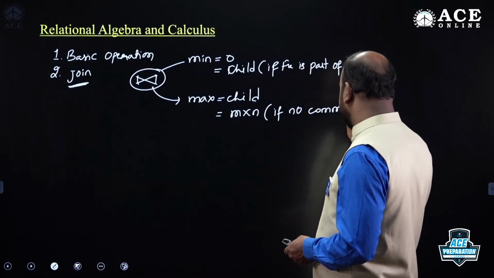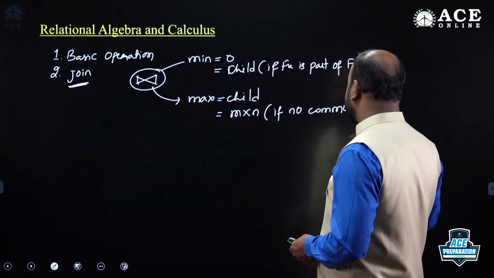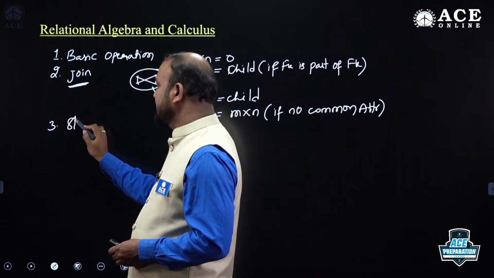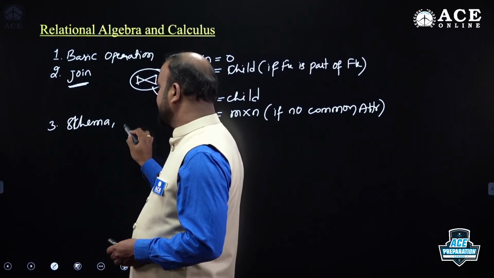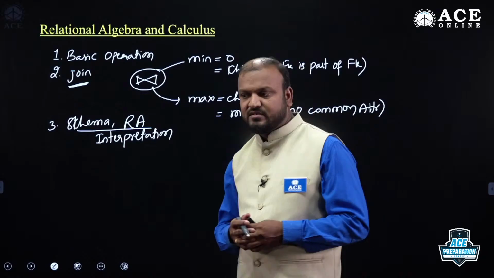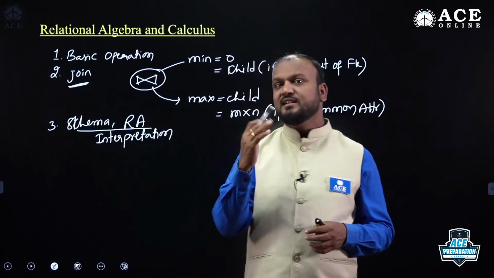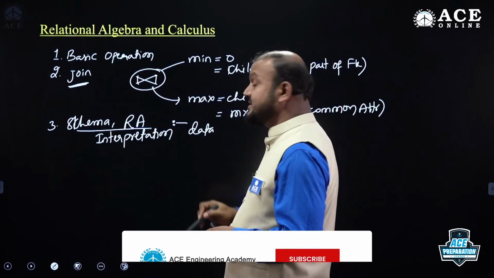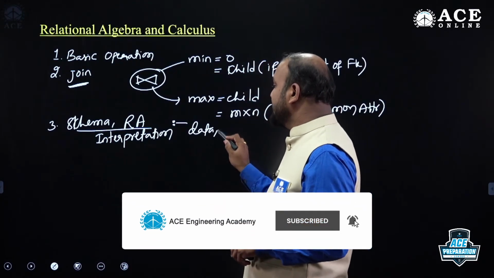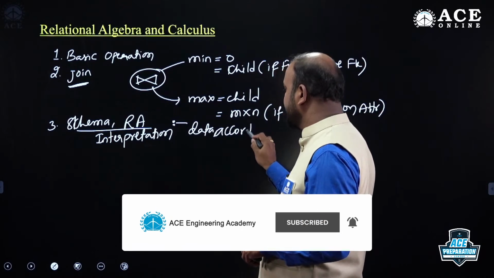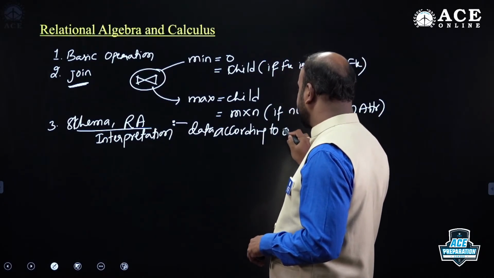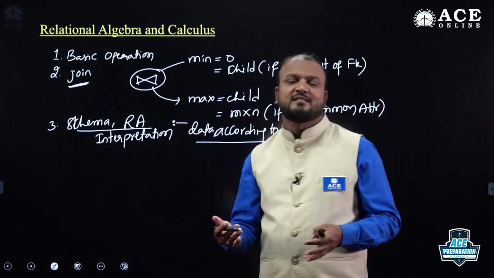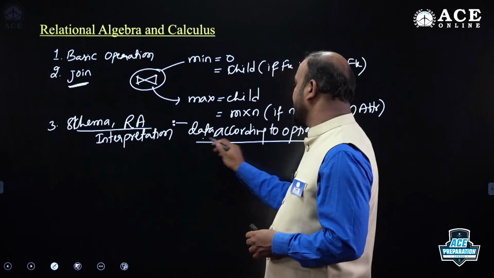A Cartesian product is possible if there is no common attribute. Some questions are asked on this point, where they give some schema and some relational interpretations, and in most of the questions the statements are confusing. To avoid the confusion, I suggest you take some sample data according to the options, evaluate the query, and get a proper interpretation of it.